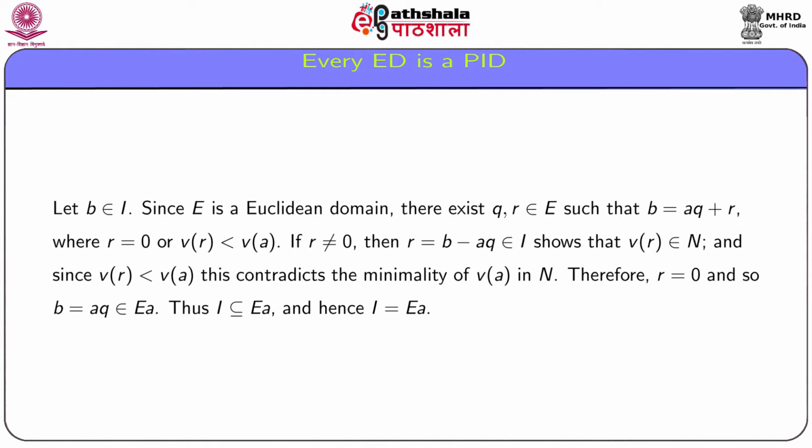We will actually show that R must be 0. If possible, assume that R is non-zero. Then R equals B minus AQ, and since B and A both are in I, we have B minus AQ is in I, that is R belongs to I. And if R is non-zero, then valuation of R is less than valuation of A, which contradicts the minimality of V(A). In other words, it contradicts the choice of A, that we have chosen A to be an element in I having the least valuation. So, we must have R equal to 0, and so B becomes equal to AQ, that is B becomes an element of EA. Thus, I is a subset of EA, and ultimately it follows I is equal to EA.